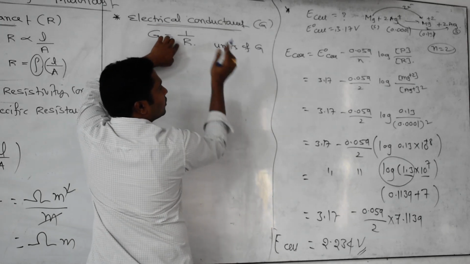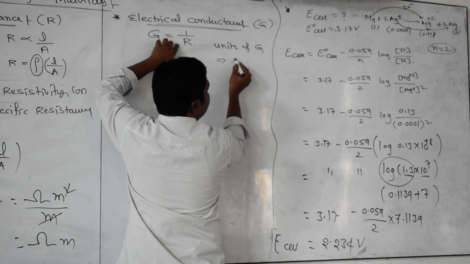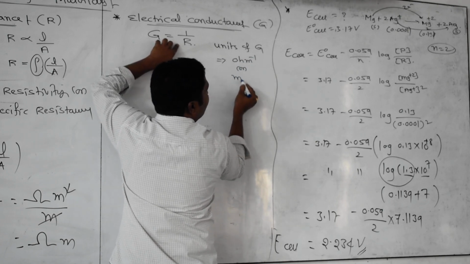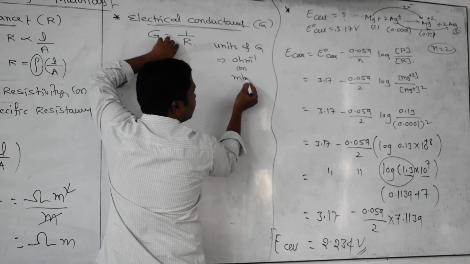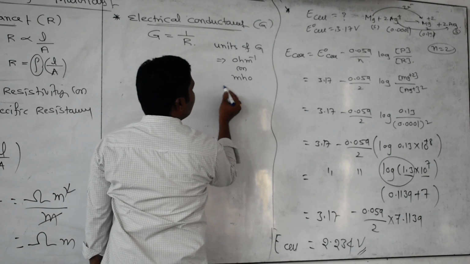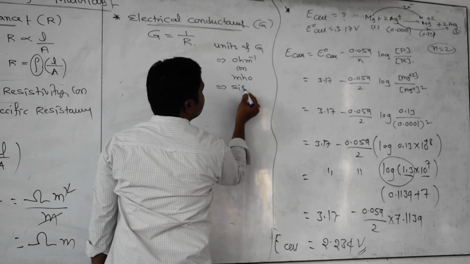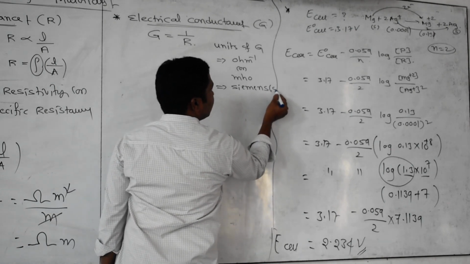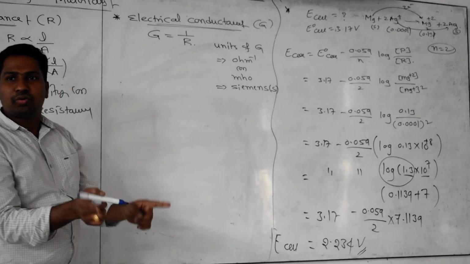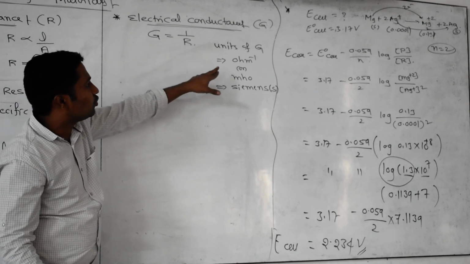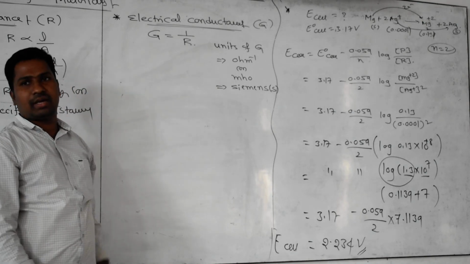1 by ohm means ohm inverse. Ohm inverse can also be written as mho. Are you getting or no? This we are also calling Siemens, denoted by the letter S. The reciprocal of the resistance is called conductance. Units of conductance is nothing but ohm inverse, or mho, or Siemens.